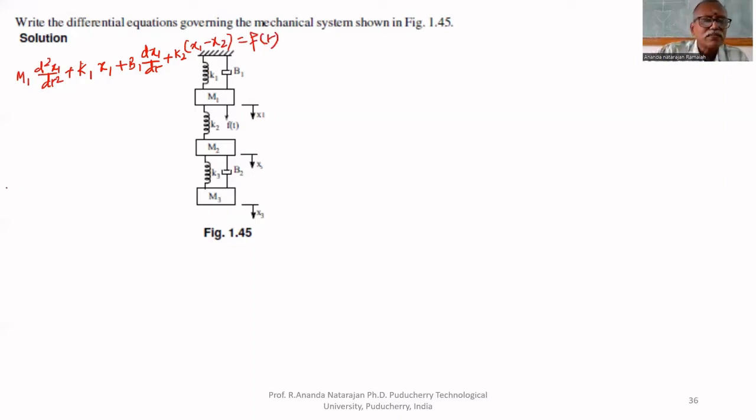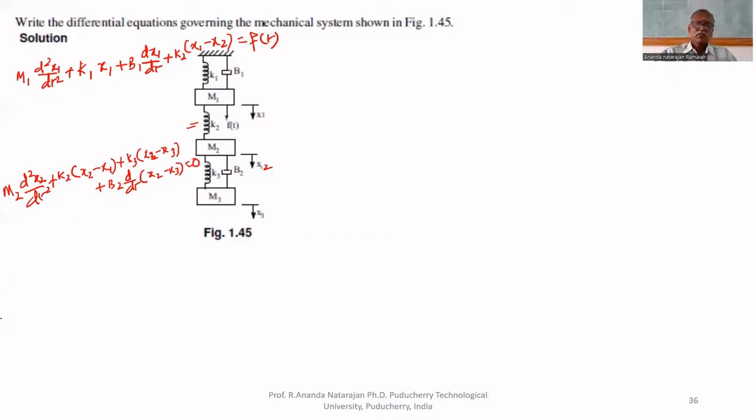The second equation is m2 d square x2 by dt square. This is for mass. Then for another element connected, this k2. Therefore k2, here the reference displacement is x2, therefore (x2 minus x1), plus k3 (x2 minus x3) plus b2 d by dt of (x2 minus x3) equal to 0.